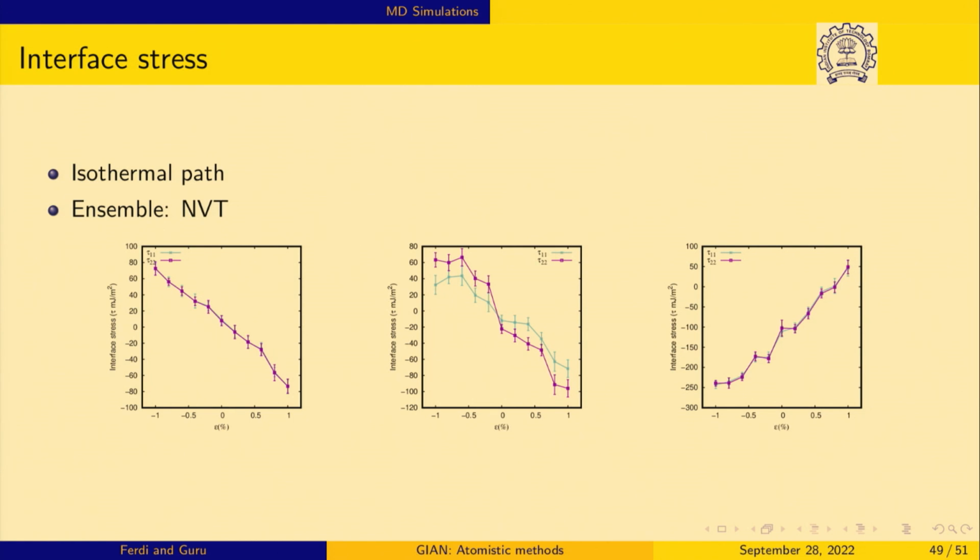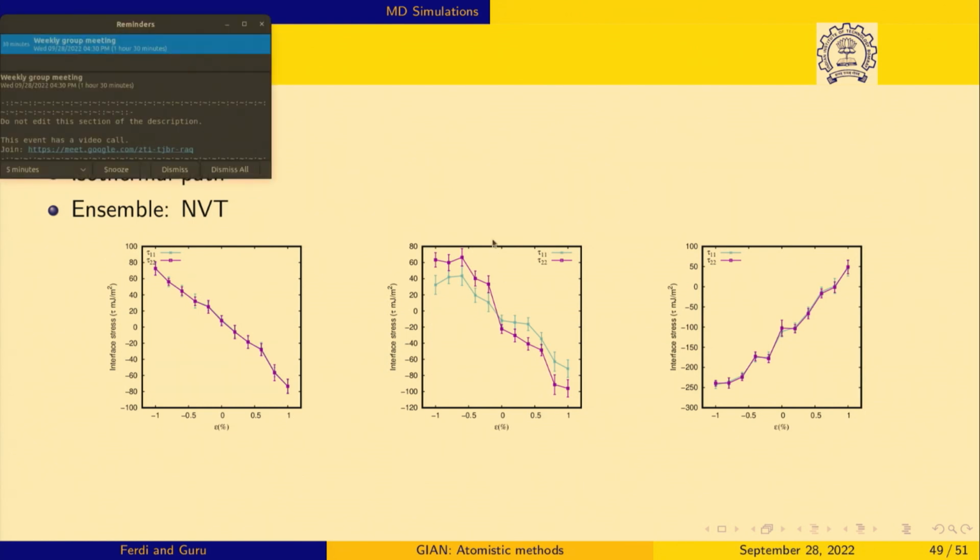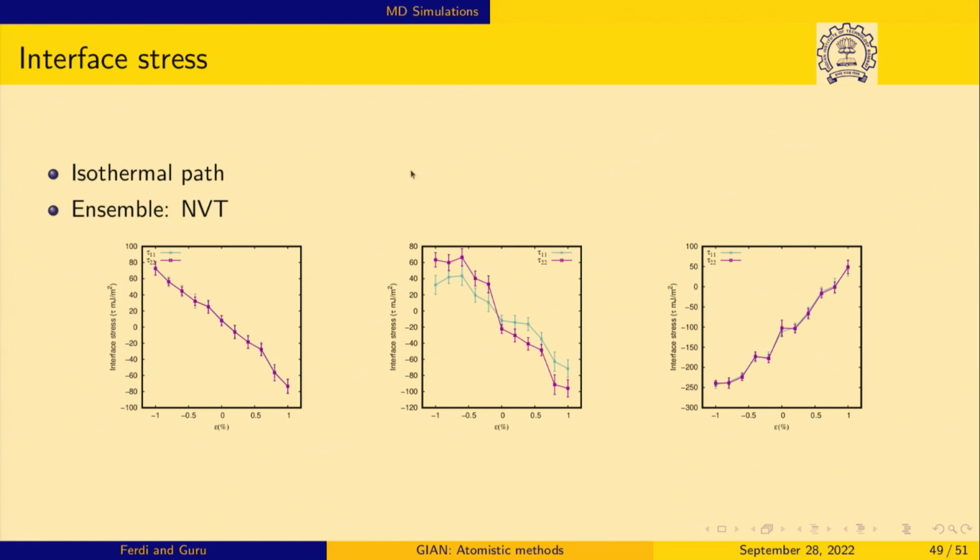The leftmost figure is for the 100 interface, the middle figure is for the 110 interface, and the rightmost figure is for the 111 interface. Tau 11 and tau 22 are the quantities that we evaluated. You can see that the interface stress, of course, goes from compressive to tensile, and the trend it shows for 100 planes is different from 111 planes; it is exactly opposite. And for 110 there is a crossover of tau 11 and tau 22.